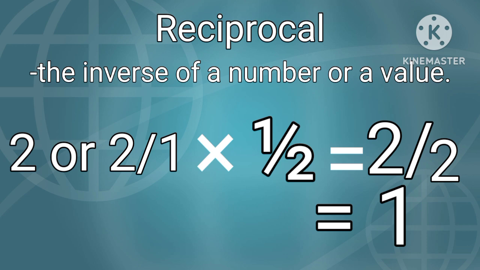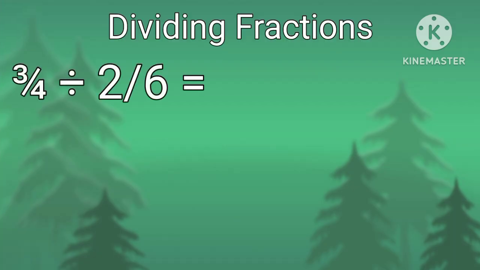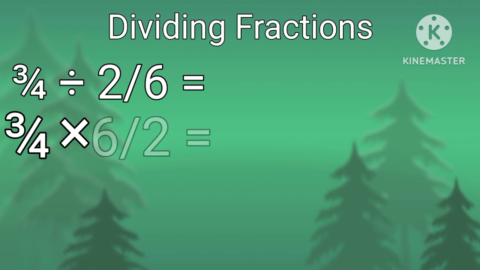So that is basically the definition of reciprocal. Let's go straight to dividing fractions this time. I have an example here: 3 over 4 divided by 2 over 6. First, we're going to find the reciprocal of the second fraction. So we just copy 3 over 4, change the sign to multiplication, because we need to change the sign to multiplication when we divide fractions, and then switch the order of 2 over 6, so it is going to be 6 over 2.